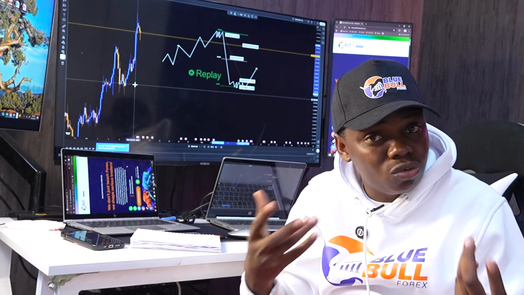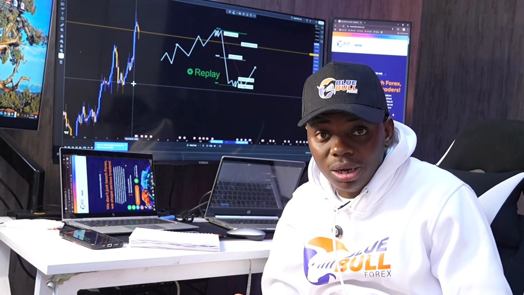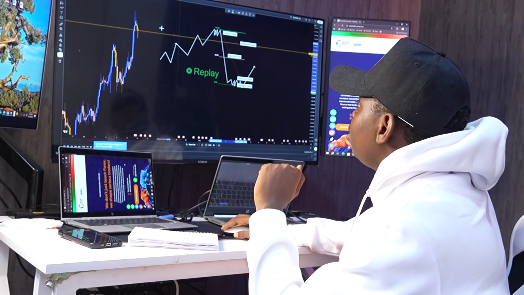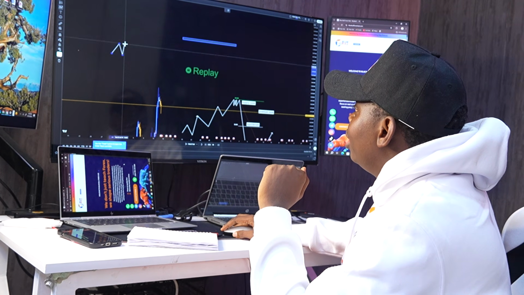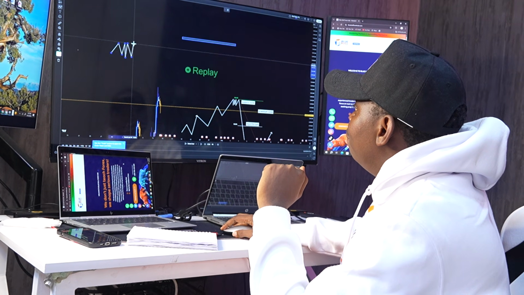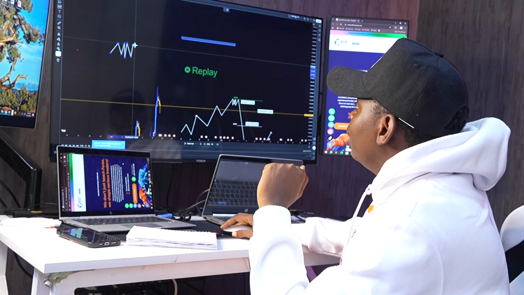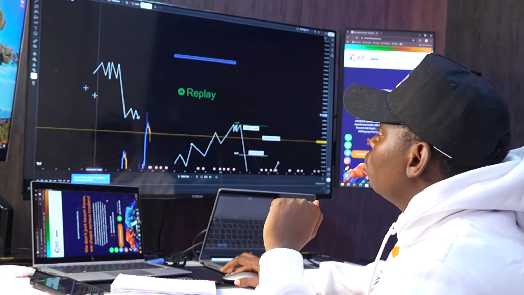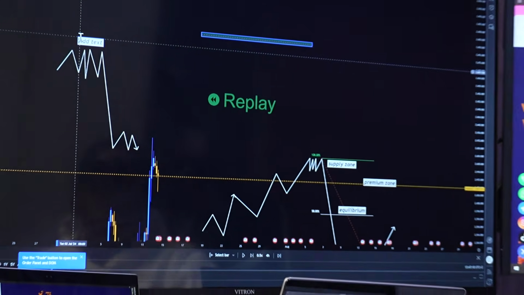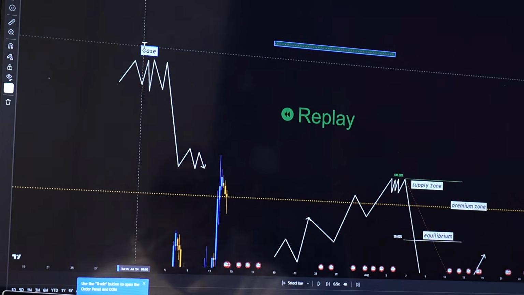But before that, can I just show you the types of demand and supply that we have? The first one, we can have a range, okay? We call it base. Then we have a drop, and then we have another base. So this one is called base, drop.